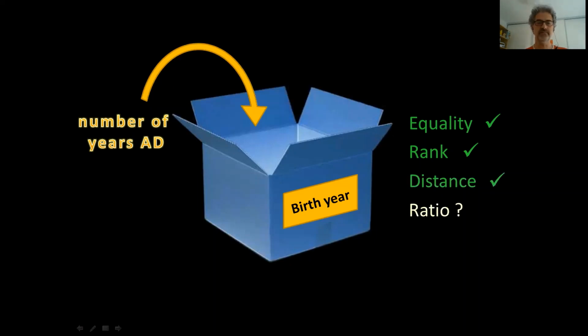What about ratio? Can we say that someone born in the year 2000 is born in twice the year of someone born in 1000? Can we say that someone born in 2100 is born in 5% more birth year than someone born in year 2000? Did that sound fairly stupid? Yes, it did. This makes no sense. We cannot compute ratios of birth years because this makes no sense. This kind of variable is called an interval level variable.